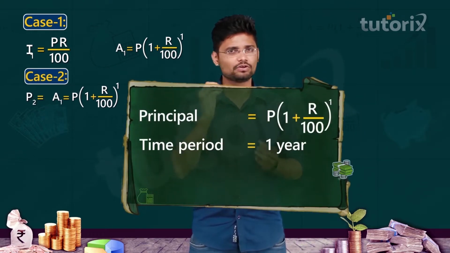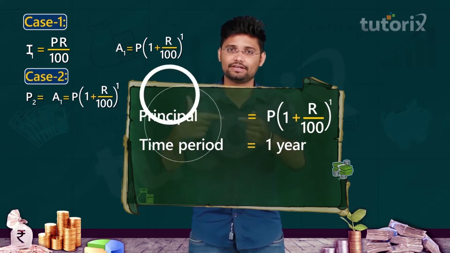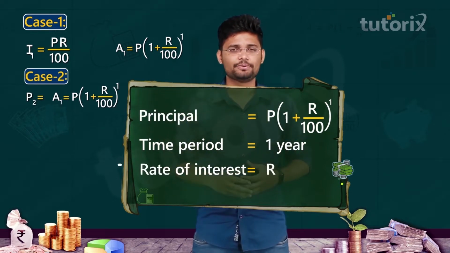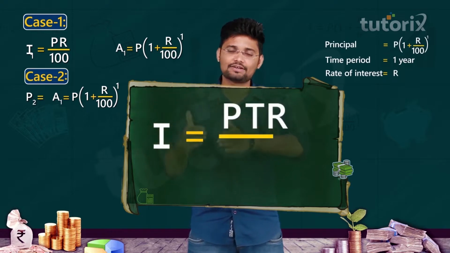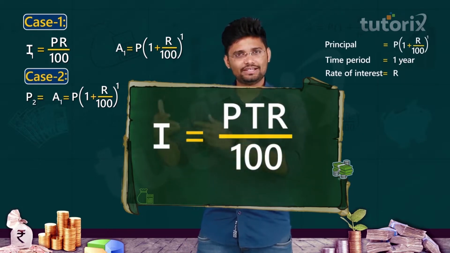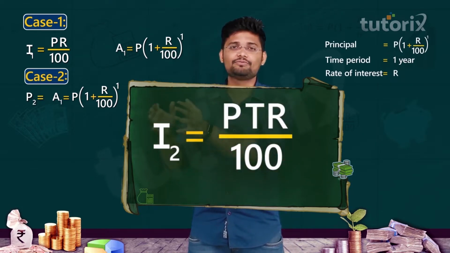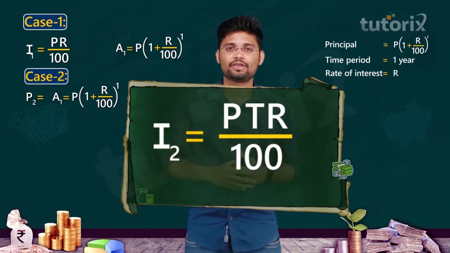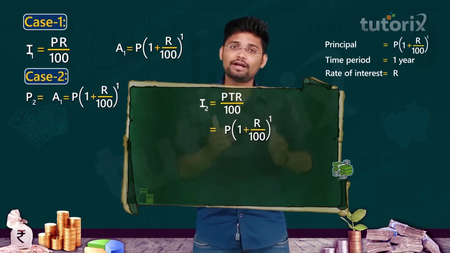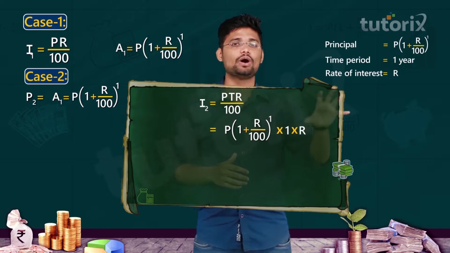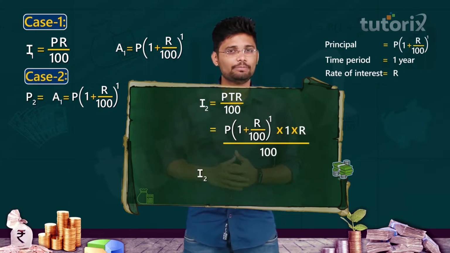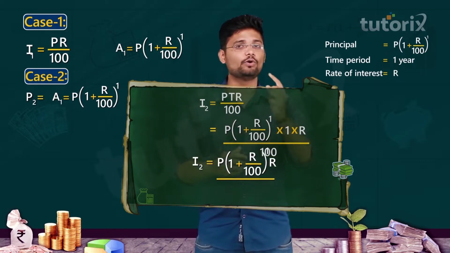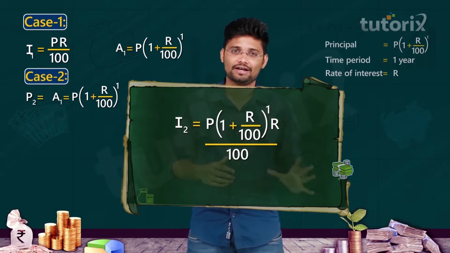Time period is 1 because we are calculating only for 1 year, which is the second year, right? Rate of interest will be R. So substitute the values in the formula. I = PTR/100. Now let this be I2 because this is the interest that we are calculating for the second year. Now it is P(1 + R/100)^1 × 1 × R/100. So I2 will be P(1 + R/100)^1 × 1 × R/100.